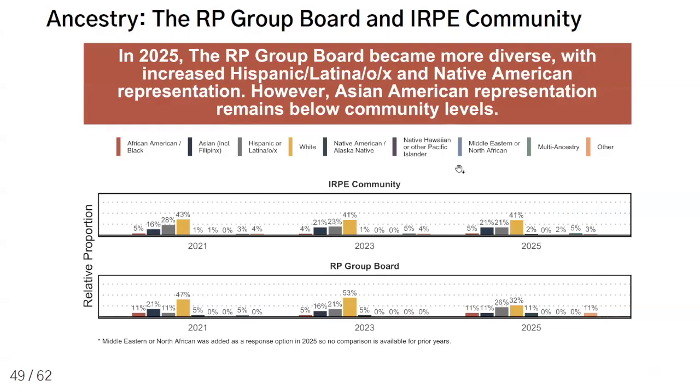Next slide. In 2025, the RP group board became more diverse with increased Hispanic and Native American representation. However, Asian American representation remains below the IRPE community levels. So there's some work that needs to be done there. Next slide, please.